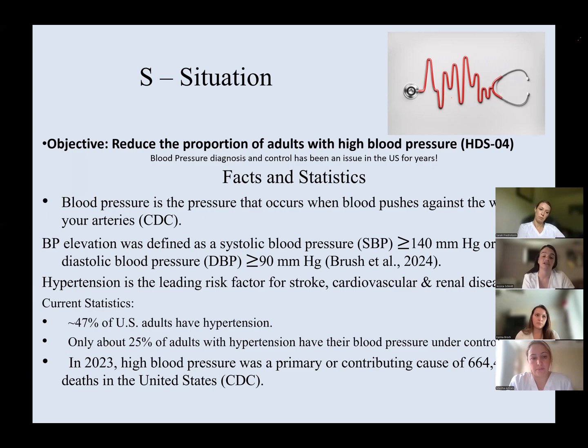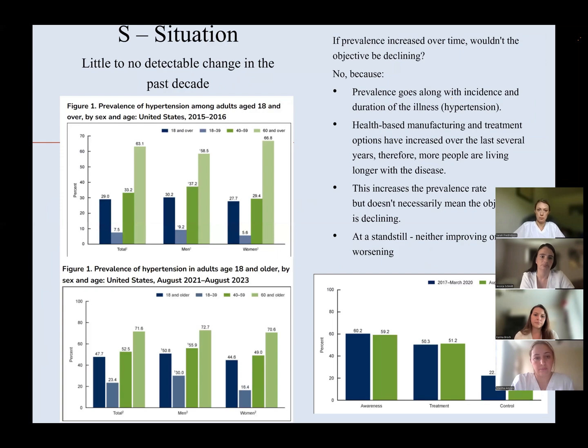Hypertension is the leading risk factor for stroke, cardiovascular, and renal disease. Current statistics: about half of US adults have hypertension. Only about a quarter of those adults have their blood pressure under control. In 2023, high blood pressure was a primary or contributing cause of about 700,000 deaths in the United States. There has been little to no detectable change in the past decade.